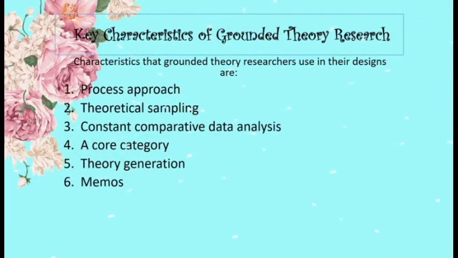Key characteristics of grounded theory research. Despite these different approaches, six aspects characterize grounded theory. Grounded theory employs this design to explore a process around a subjective topic. They theoretically sample using a procedure of simultaneous data collection and analysis.